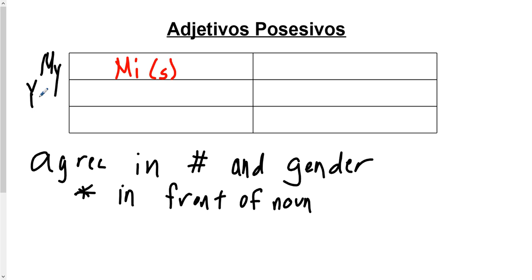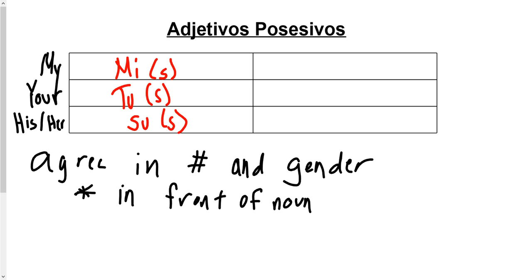For you, we say your, no apostrophe. In Spanish, we say tu or tus. Puedo usar tu pluma. Can I use your pen? Bien. For his or her, or if it's the your for usted, you would use su, or, of course, if it's plural, sus. ¿Cómo se llaman sus padres? What are his parents called?